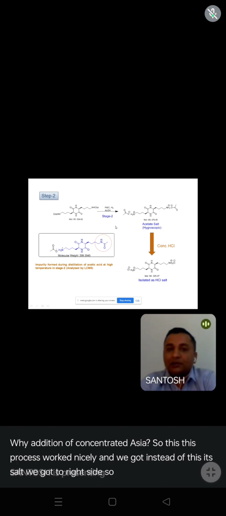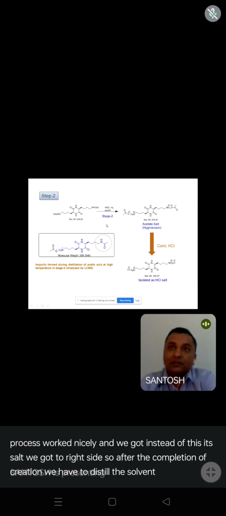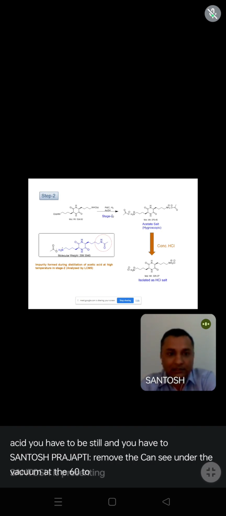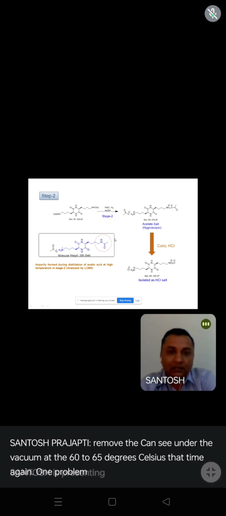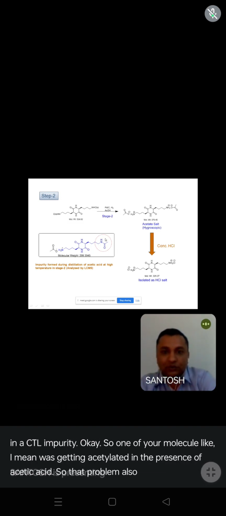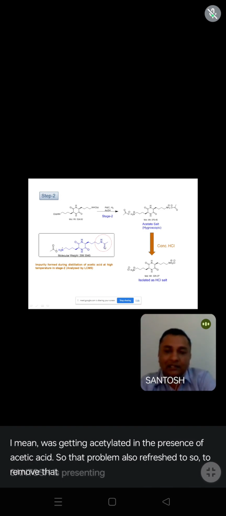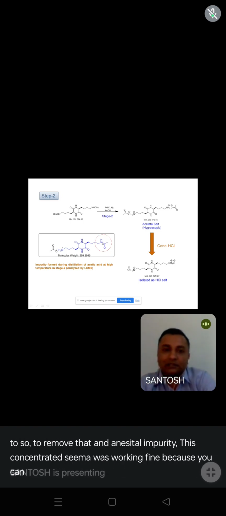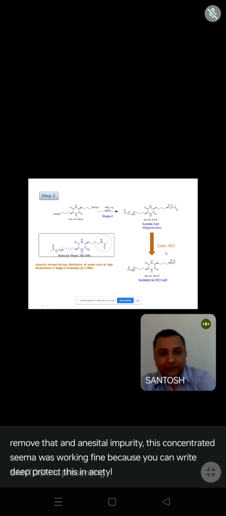After completion of the reaction, we have to distill the solvent, the acetic acid, under vacuum at 60 to 65 degrees Celsius. At that time, again one problem came: we were getting the N-acetyl impurity. One of your molecules, the amine, was getting acetylated in the presence of acetic acid. So that problem also we faced. To remove that N-acetyl impurity, concentrated HCl was working fine, because you can deprotect this N-acetyl with the acid. This kind of impurity we generally analyze with LC-MS and HPLC.